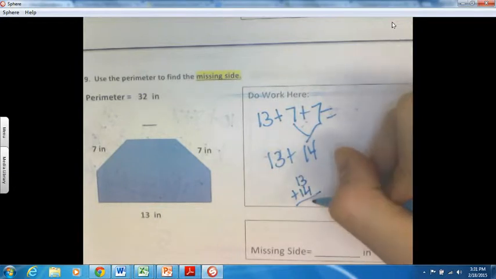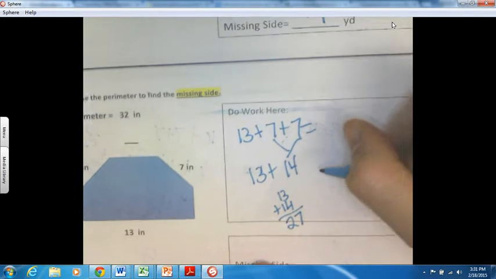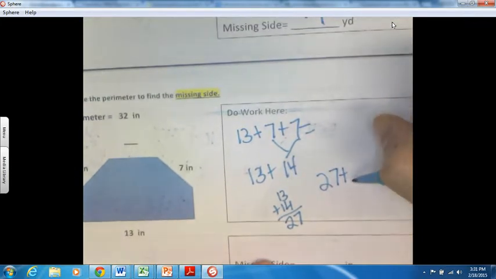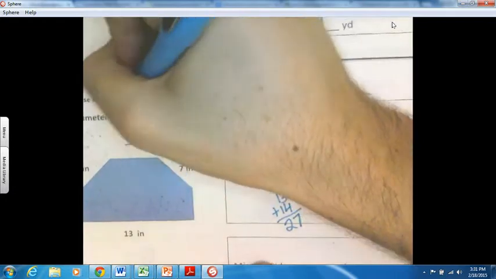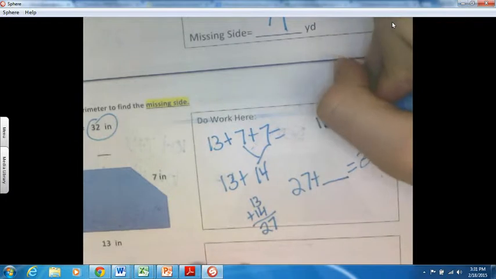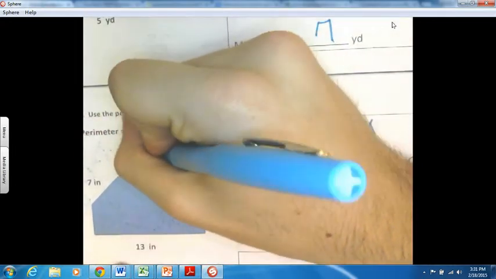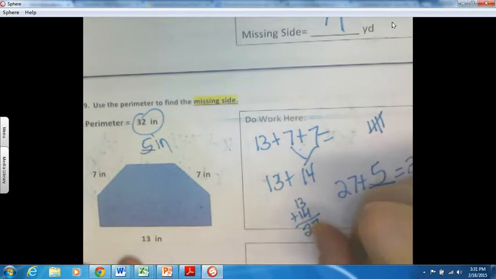4 plus 3 is 7 ones. 1 plus 1 ten is 2 tens. So then I'm thinking 27 plus what, when I count on, gets me to 32, which is my perimeter. So I'm going to count on 27, 28, 29, 30, 31, 32, and I see that my answer is 5, because I needed 5 more inches to get to 32, which is my perimeter, so my missing side is 5.